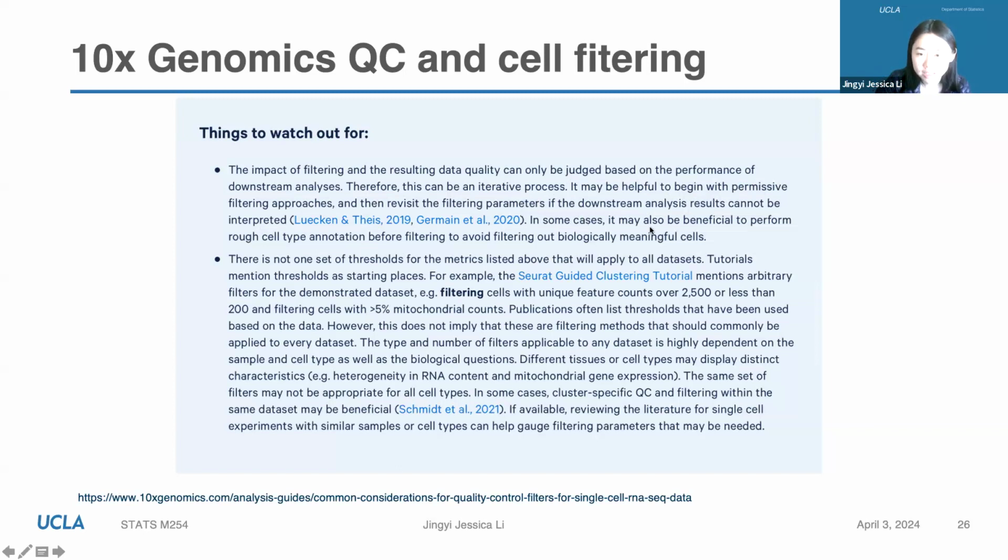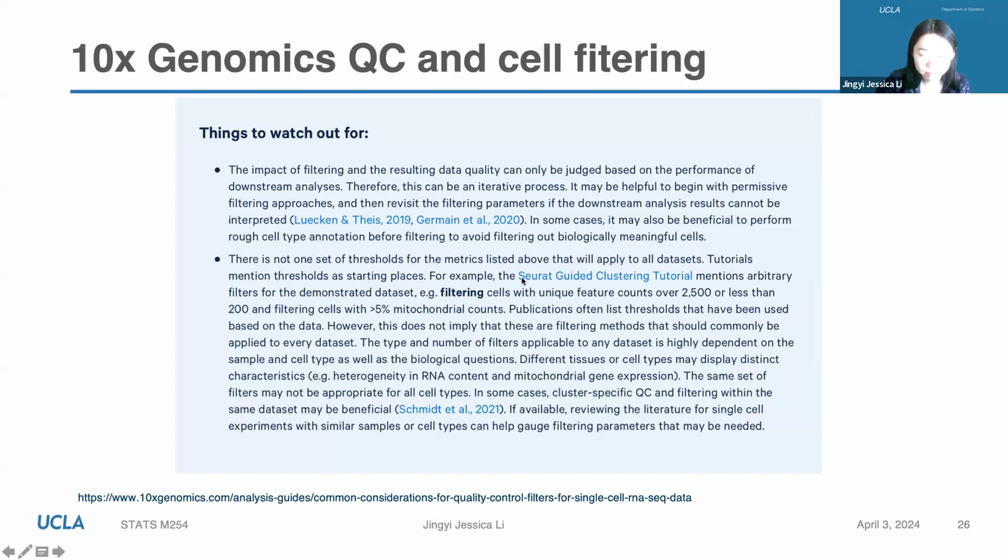Okay, in some cases, it may also be beneficial to perform raw cell type annotation before filtering to avoid filtering out biologically meaningful cells. There's not one set of thresholds for the metrics listed above that will apply to all data sets. Tutorials mention thresholds as starting places.